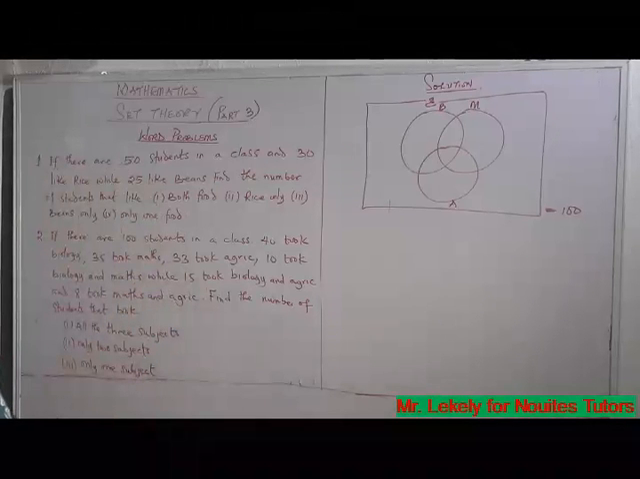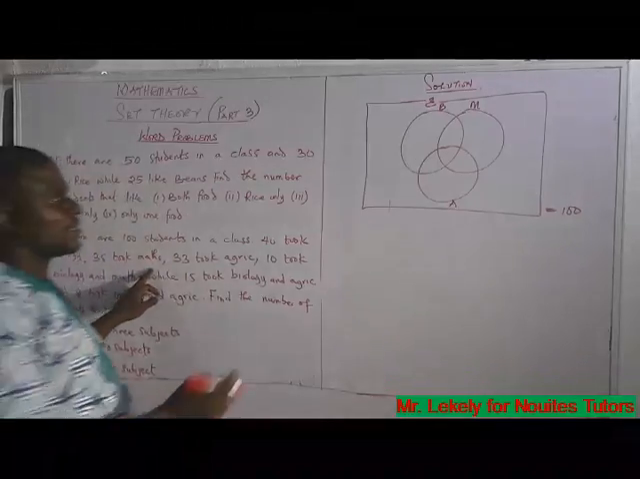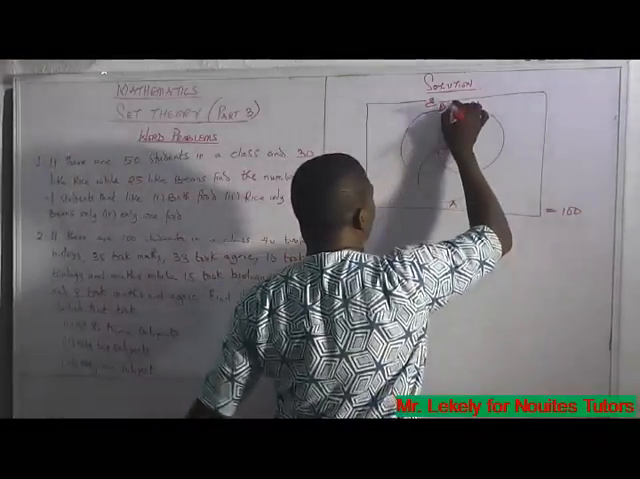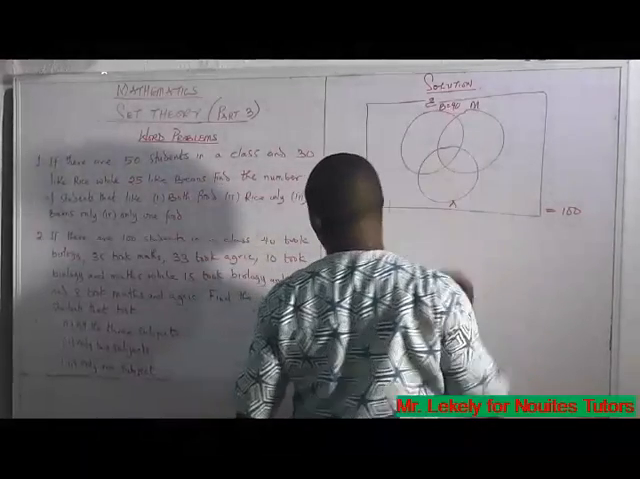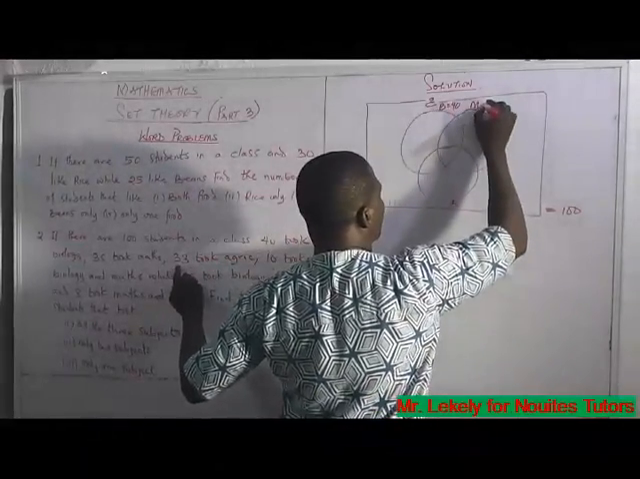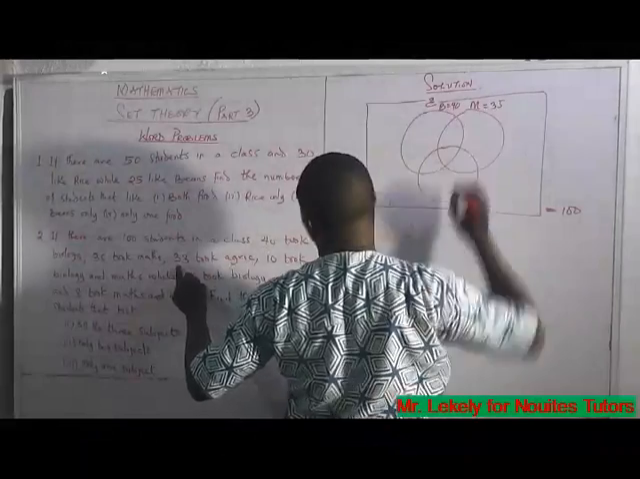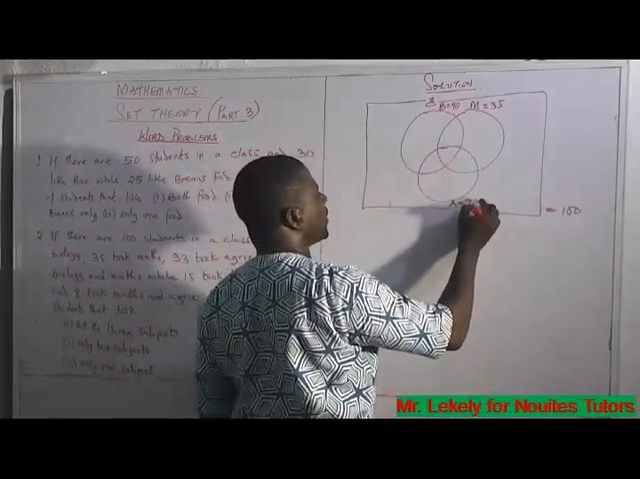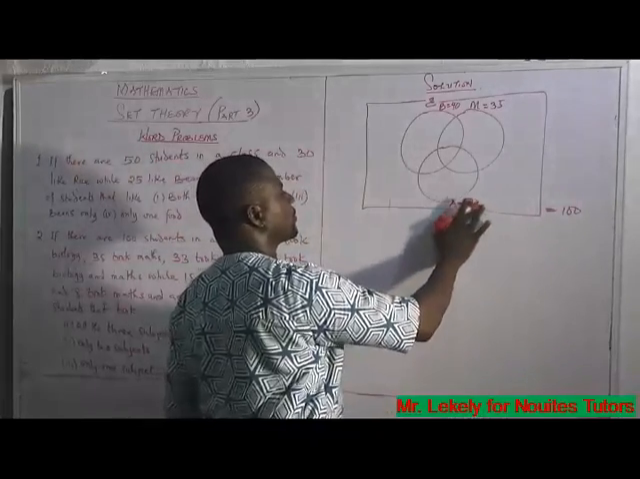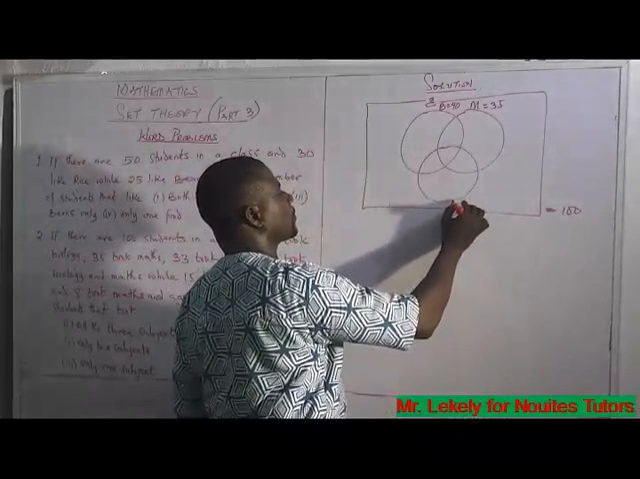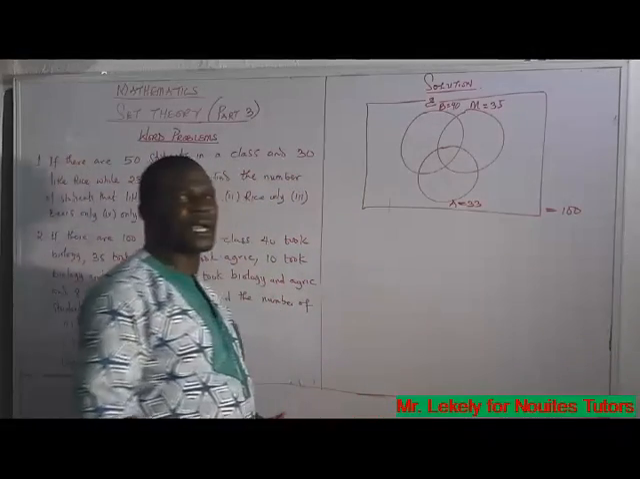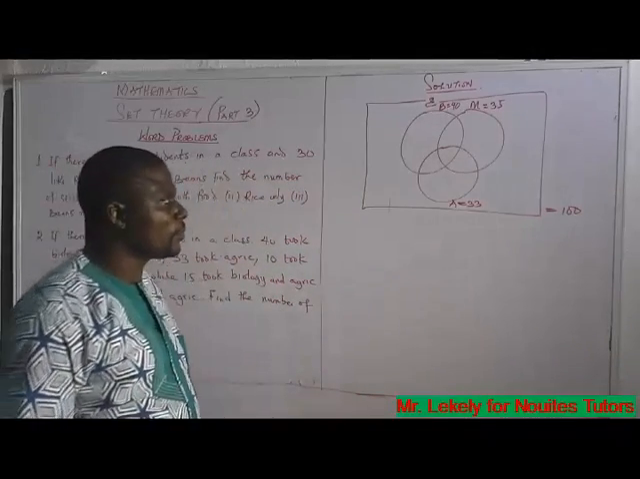Now 35 took maths, 40 took biology. So for biology you have 40, and for maths 35. Then 33 took Greek, then 33, like this. You see that?